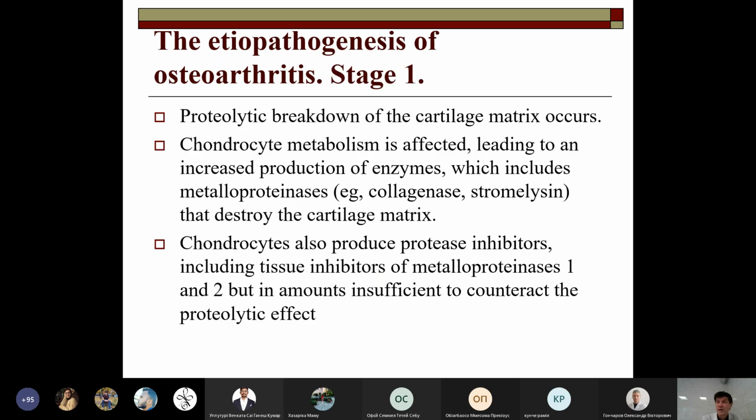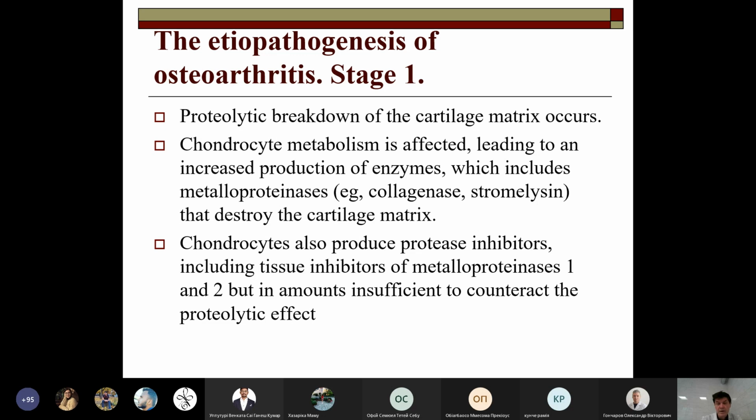You can see a short explanation of the etiopathogenetics of osteoarthritis depending on the stage. In the first stage, proteolytic breakdown occurs, you know, with MMPs, for instance, of the cartilage matrix. The proteolytic breakdown is the result of the overexpression of pro-inflammatory cytokines that are independently released by a wide range of cells, including macrophages, mononuclears, and dendritic antigen cells.